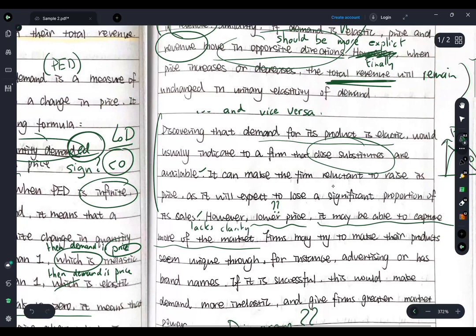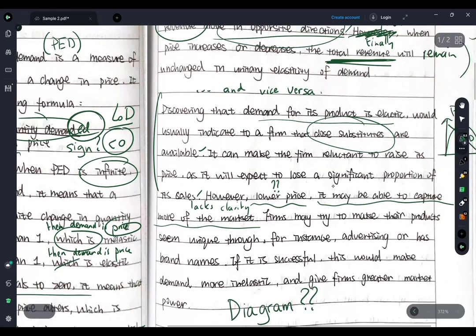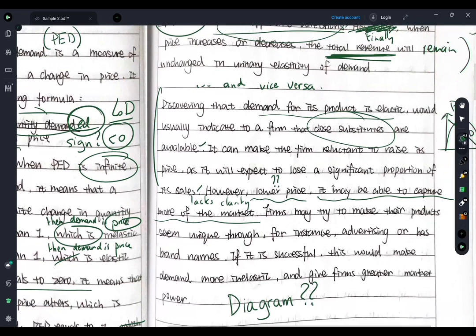Firms may try to make their products seem unique through, for instance, advertising or brand names. If it is successful, this would make demand more inelastic and give firms greater market power. Okay, it is a good point, but that's a bit messy, right? It seems like it's a different point. It's a different argument, and it's slightly off topic.